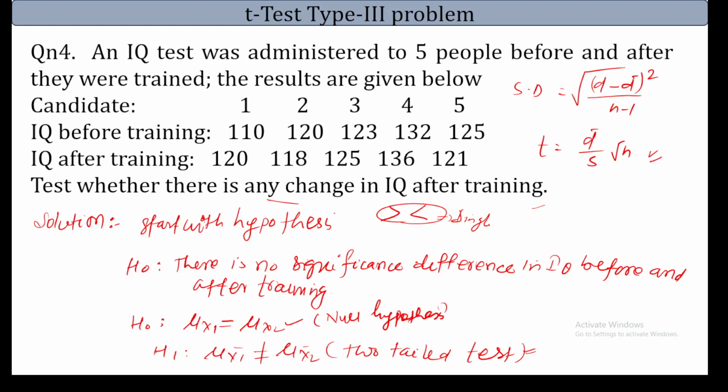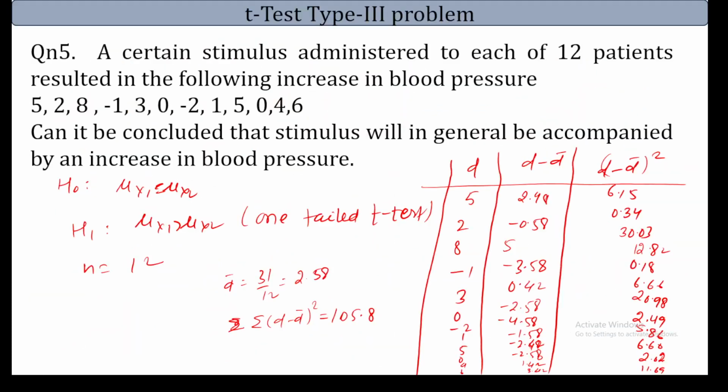Okay, so this one question was there. Now one more problem of the same level. They are asking: can it be concluded that stimulus in general is accompanied by an increase? Means a right tail test only, or a one tail test, because in both cases the value will be the same.